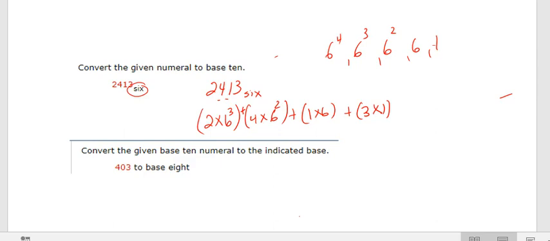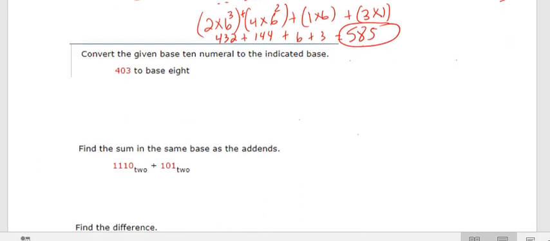Now we can simplify, so 6 cubed is 216 times 2 is 432 plus 6 squared is 36 times 4 is 144. 6 times 1 is 6. 3 times 1 is 3. If we add this, we get 432 plus 144 plus 6 plus 3 is 585.